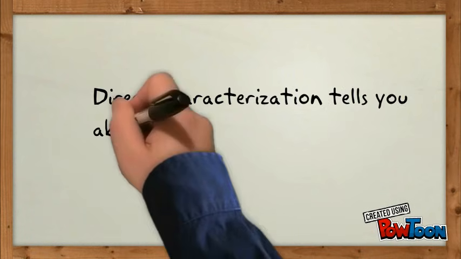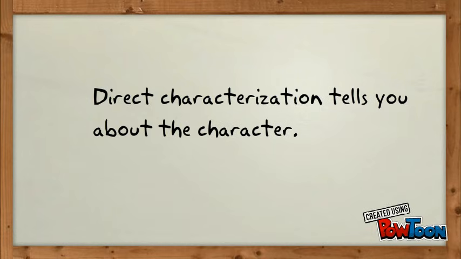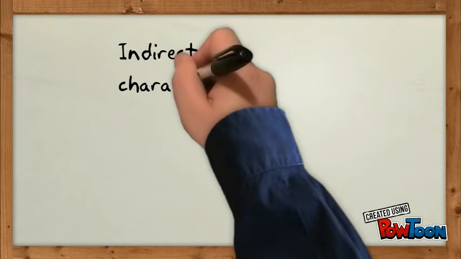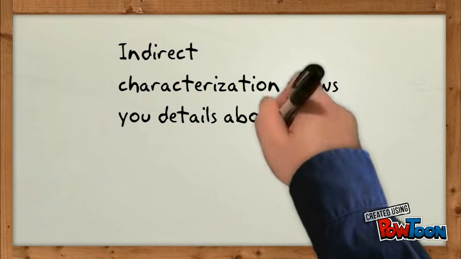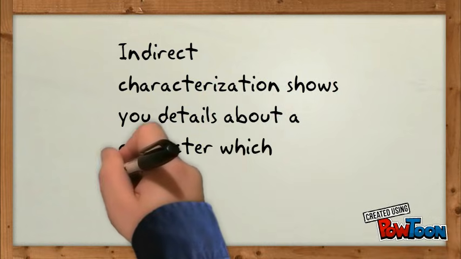Direct characterization tells us about the character, exactly what the narrator wants us to know. It will say something like, Jim is a good boy. Indirect characterization shows us details so we can figure it out.